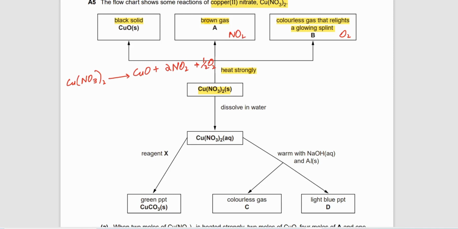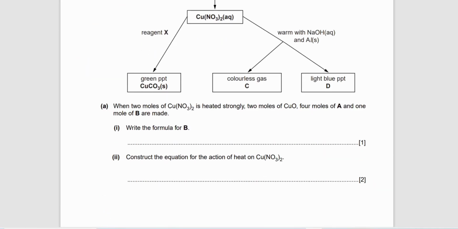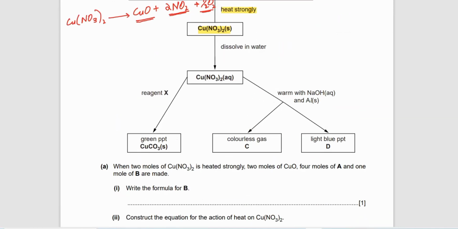Okay, whenever we have metal nitrates and they are strongly heated, they will decompose into a black solid, that is the metal oxide, and a brown gas, that is nitrogen dioxide, and a colorless gas which relights the glowing splint, which is oxygen. Okay, so next is this solid, and all nitrates are soluble, so it will become aqueous when it is dissolved in water.